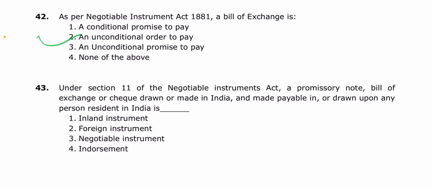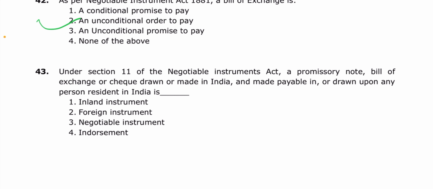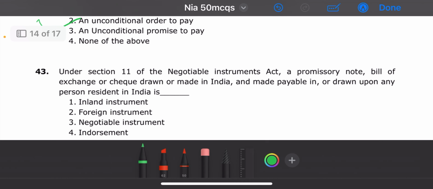Next question. Under Section 11 of the Negotiable Instruments Act, a promissory note, bill of exchange, or check drawn or made in India and made payable in or drawn upon any person resident in India is dash. The options are inland instrument, second foreign instrument, third negotiable instrument, or fourth endorsement. The correct answer is first, inland instrument.